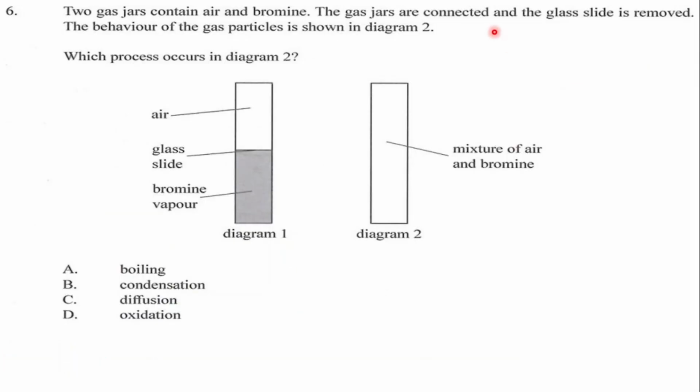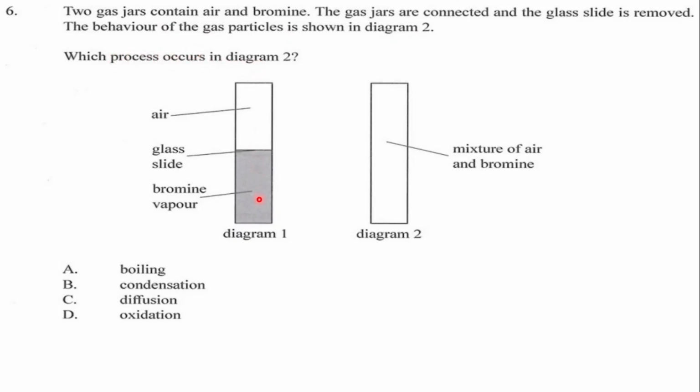Let's move on to question number 6, and it says two gas jars contain air and bromine. The gas jars are connected and the glass slide is removed. The behavior of the gas particles is shown in diagram 2. Which process occurs in diagram 2?